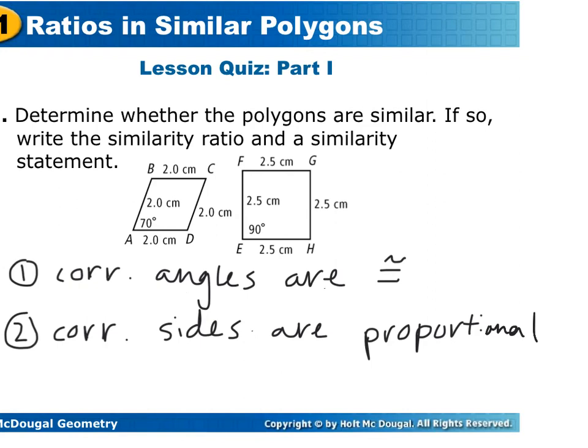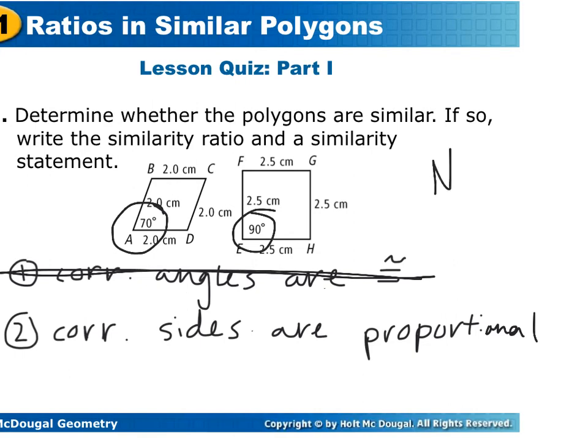No. How do you know? I don't know, it's kind of a guess. It's not both the same. Is 70 the same as 90? No. So our corresponding angles are not congruent. So therefore, these two shapes are not similar.